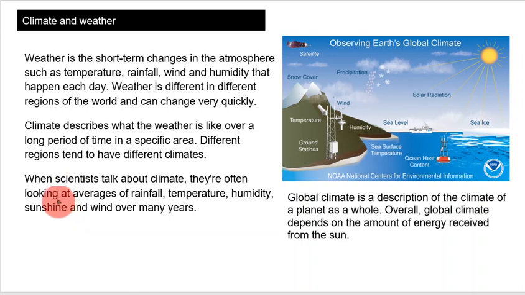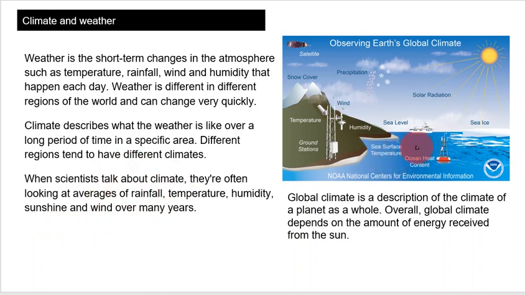So when scientists talk about climate, they're often looking at averages of rainfall. They're looking at averages of temperature, averages of humidity, which is just the amount of water vapor that's in the air, sunshine, and wind over many years. So that's what they're looking at when we talk about the climate.